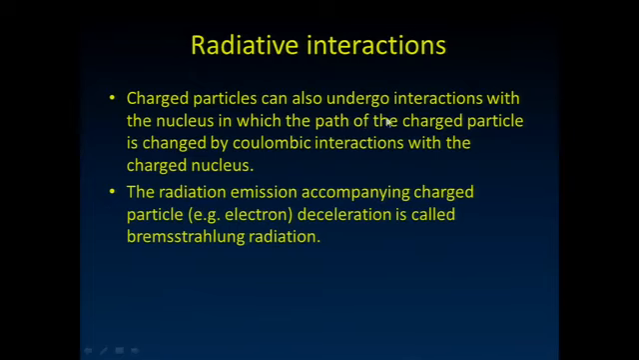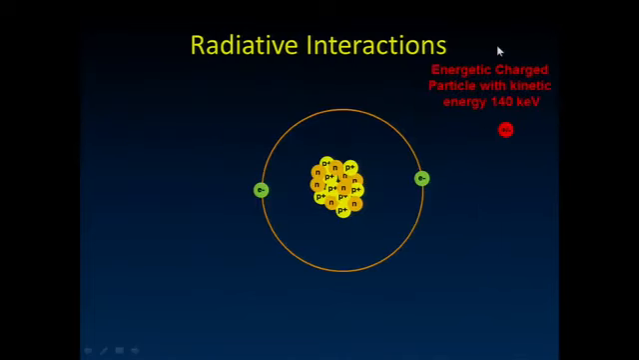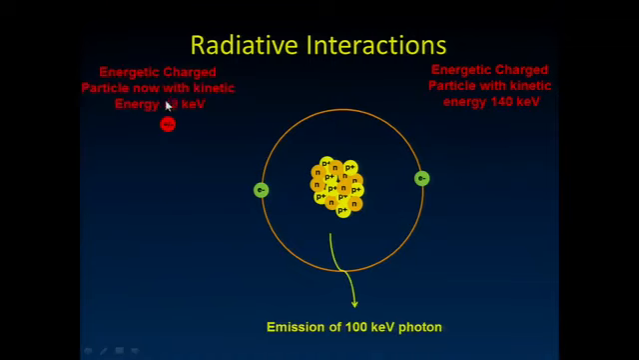Well, charged particles can also undergo interaction with the nucleus of that atom, right? And so here we have this charged particle. It's going to swing close by the nucleus of this atom, and its direction is going to be changed by the interaction of its charge with the charge in the nucleus. And that's going to change the kinetic energy of that particle. So it's reduced, let's say, to 40 keV in this example.